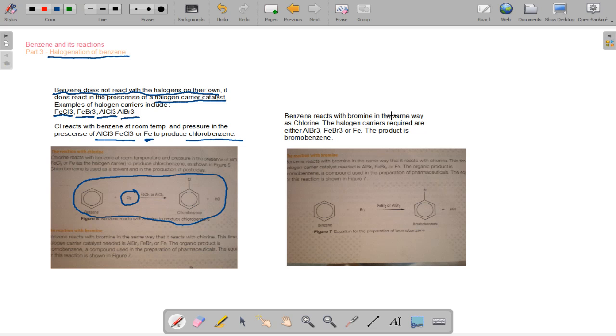Benzene reacts with bromine in the same way as chlorine. The halogen carriers required are either aluminium bromide, iron bromide, or iron itself. The product is bromobenzene. So it's the same jobby really, just you have a different product. You have bromobenzene and you have hydrogen bromide instead. Notice the halogen is next to the hydrogen. Good way to remember the chemistry.